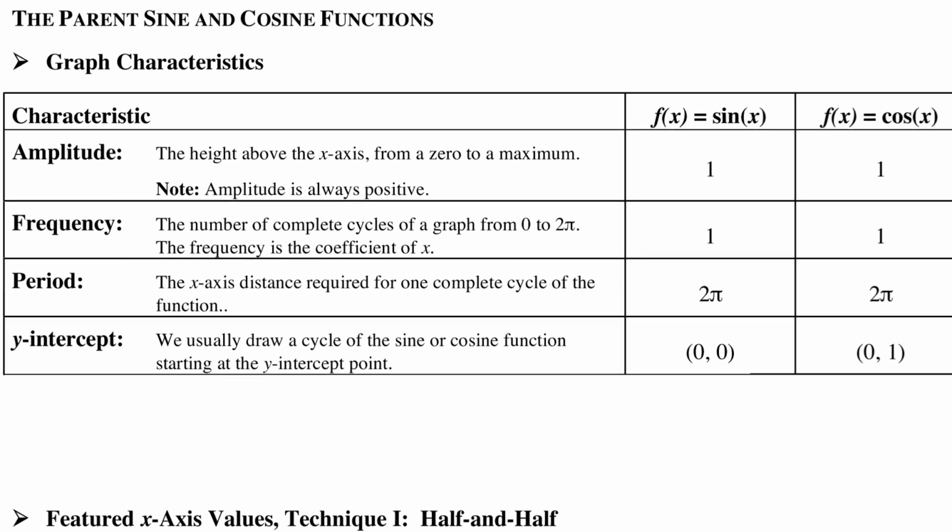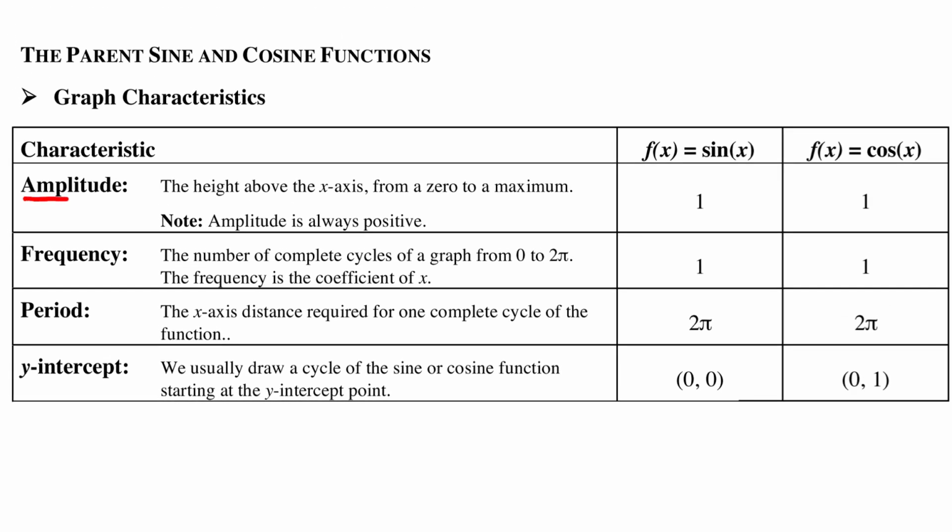Okay, so here we have some characteristics that are common to both sine and cosine. The first is the amplitude. It's the measure above the x-axis, basically from a 0 to a maximum. And because it's a distance, it's always positive. We've talked about the frequency. The frequency is the number of complete cycles from 0 to 2 pi, and it's the coefficient of x in the function.